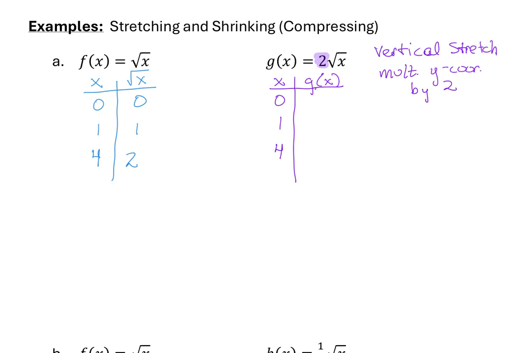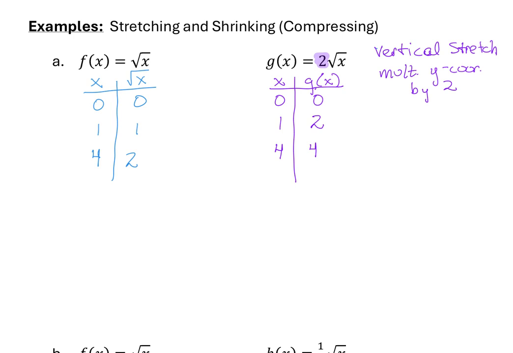And if we do this the long way, doing computations, we plug in 0 for x. We get the square root of 0 is 0. We multiply it by 2, and we get 0. If we plug in 1, we get the square root of 1 is 1. We multiply it by 2, we get 2. If we plug in 4, we get the square root of 4 is 2. Multiply it by 2, and we get 4.